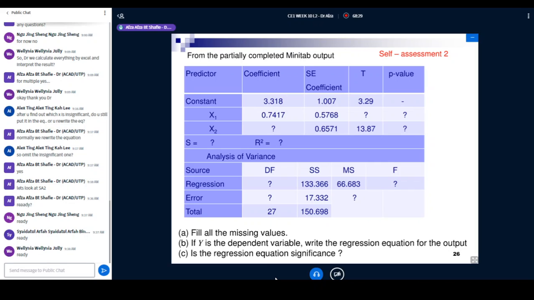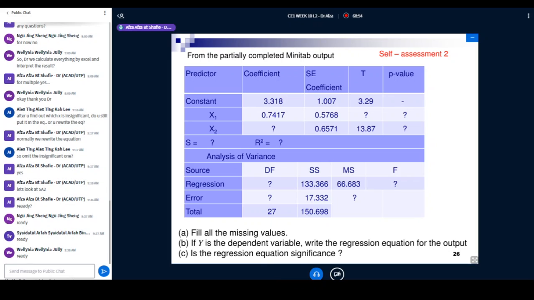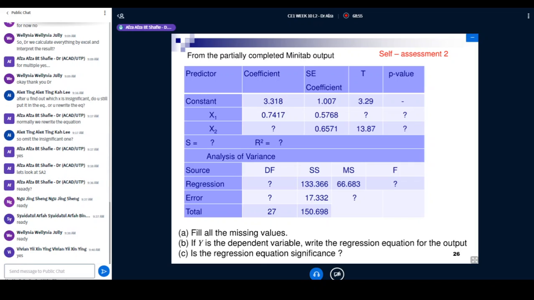All right. Let's look at how we fill up the missing values. Let's look at this one. What do you get for the value of T? Let's fill up row by row. The T value for X1. What's the answer?